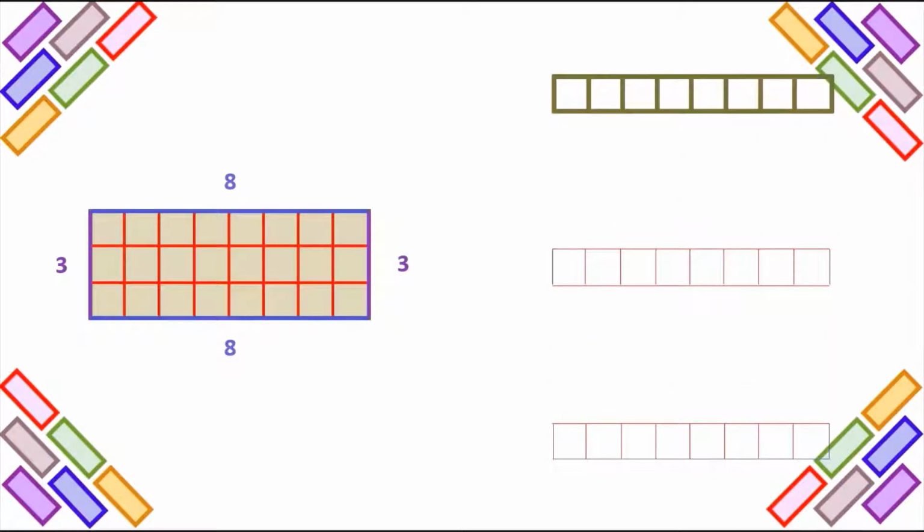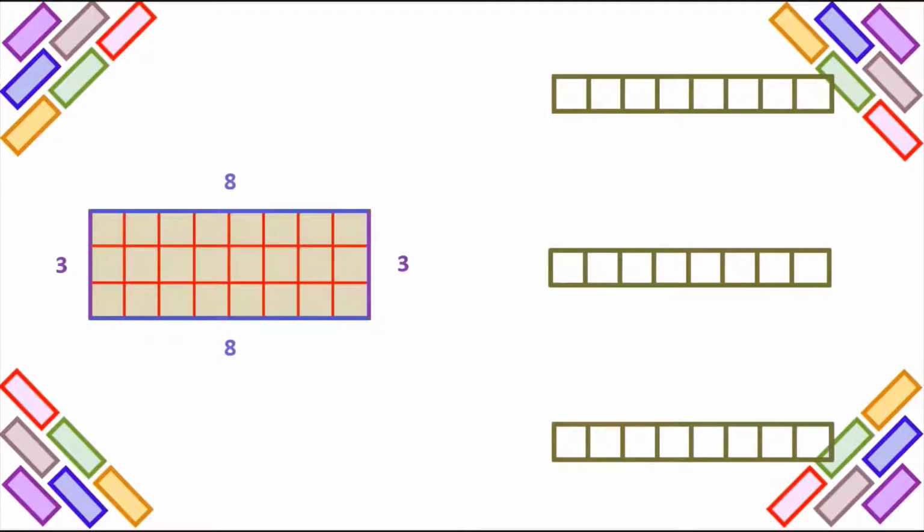Each of these 3 rectangles has dimensions 1 by 8. If we want to determine the area of each of these rectangles, we simply count the number of unit squares that fit in the rectangle. There are 1, 2, 3, 4, 5, 6, 7, 8 unit squares that fit into the rectangle, and all 3 of these rectangles are the same, so their area is 8 square units.